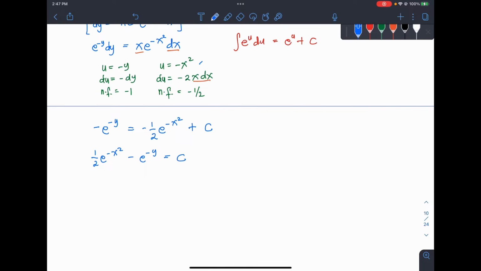If we want to remove the 1/2, we multiply everything by 2, giving us e raised to negative x squared minus 2 e raised to negative y is equal to C times 2. That would still be a constant. So the answer is e raised to negative x squared minus 2 e raised to negative y is equal to C.